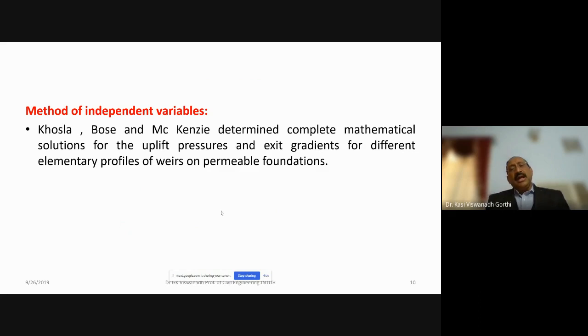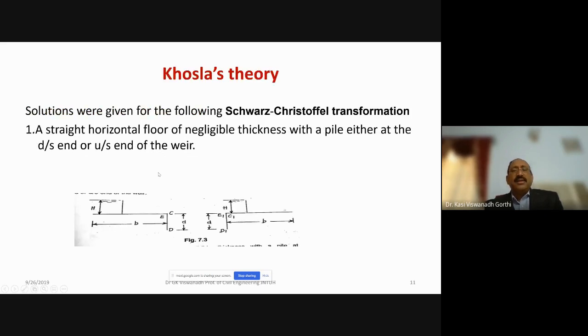Khosla, Bose, and Kenji determined the complete mathematical solution for these uplift pressures and exit gradients for different elementary profiles and the weirs on permeable foundation. So he has taken the complete mathematical solution for calculating the uplift pressure, and also the exit gradient, for different elementary profiles and weirs on permeable foundation. So what are these elementary profiles that he has taken? Several simple cases. Solutions were given for all these simple cases using the method of independent variables by the Schwarz-Christoffel transformation.